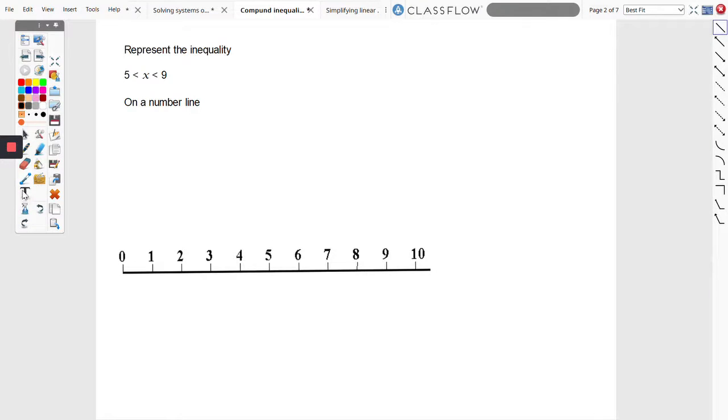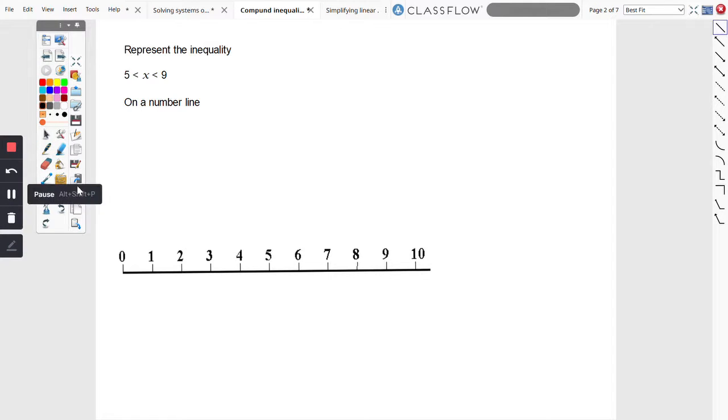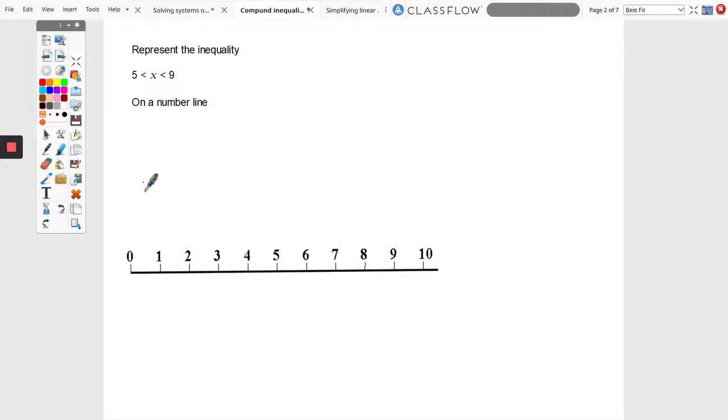So here's our first inequality. Represent the inequality 5 is less than x is less than 9 on a number line. So this is 5 is less than x is less than 9.